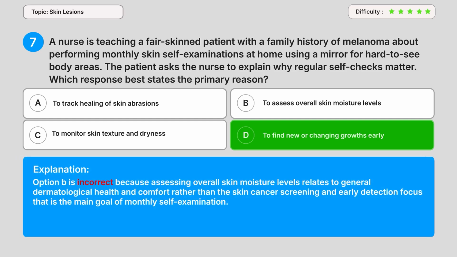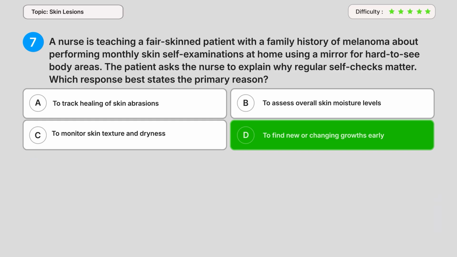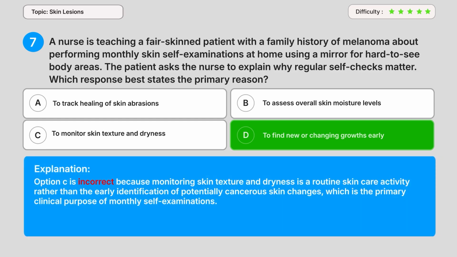Option B is incorrect because assessing overall skin moisture levels relates to general dermatological health and comfort rather than the skin cancer screening and early detection focus that is the main goal of monthly self-examination. Option C is incorrect because monitoring skin texture and dryness is a routine skincare activity rather than the early identification of potentially cancerous skin changes, which is the primary clinical purpose of monthly self-examinations.